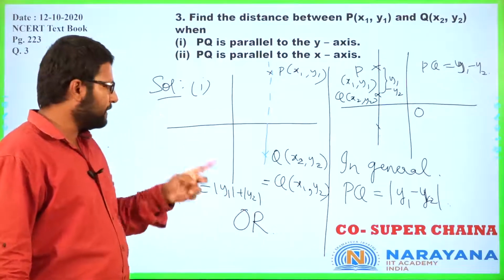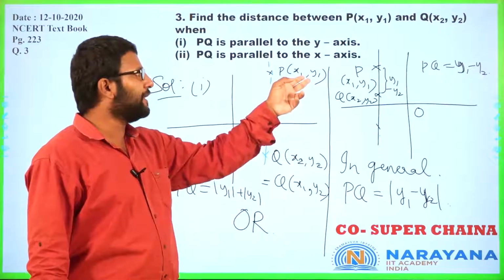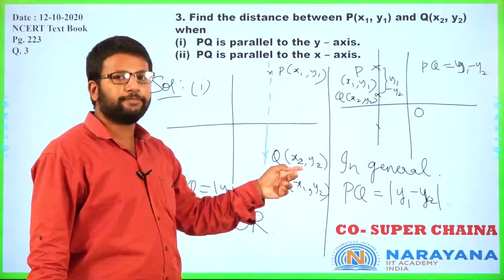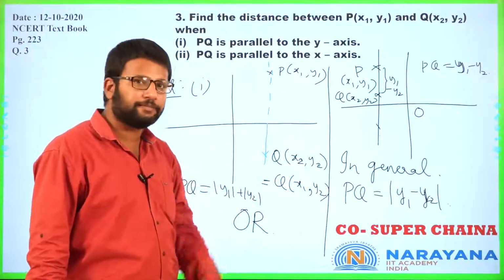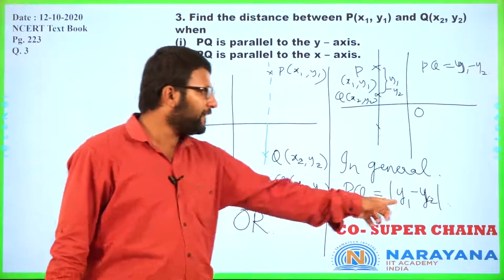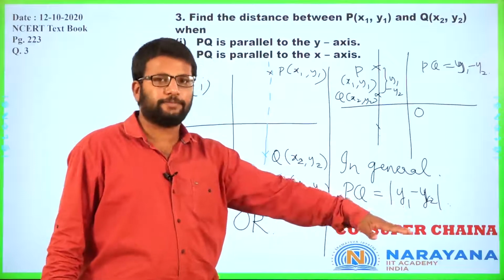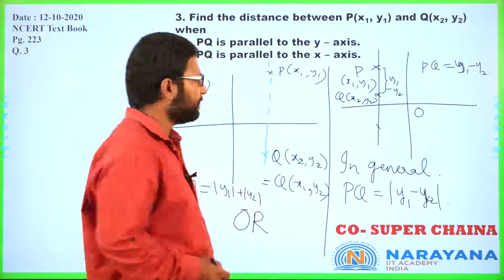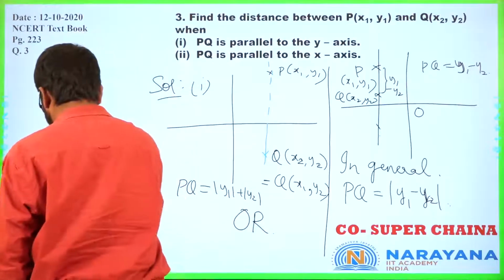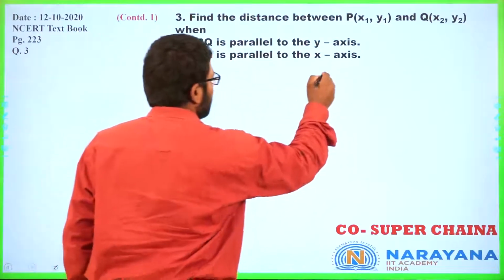Because keep in mind, in this particular case, y1 is positive, y2 is negative. So y1 is something like plus 5, y2 minus 3. So mod of plus 5 plus mod of minus 3 is what? 5 plus 3, 8. What if you did 5 minus minus 3? 5 minus minus 3 also gives you 8. Correct? Which is why this formula works in general. Alright, so that is when PQ is parallel to y-axis.